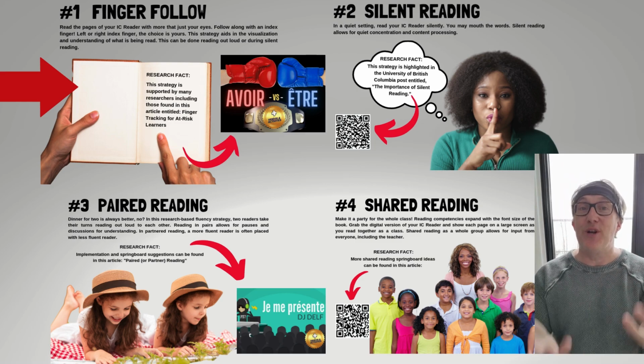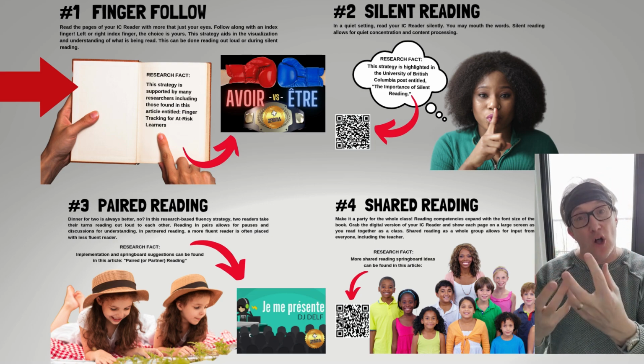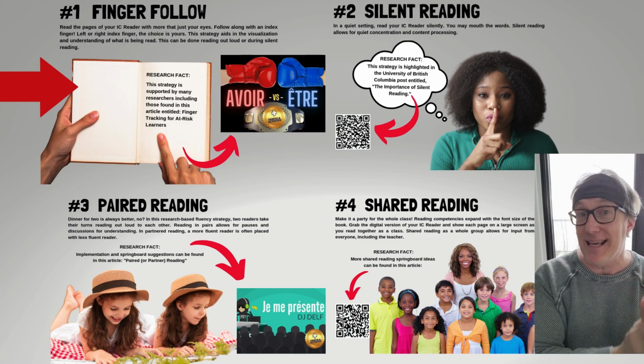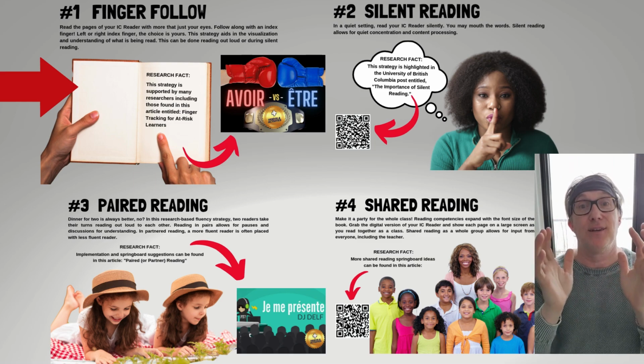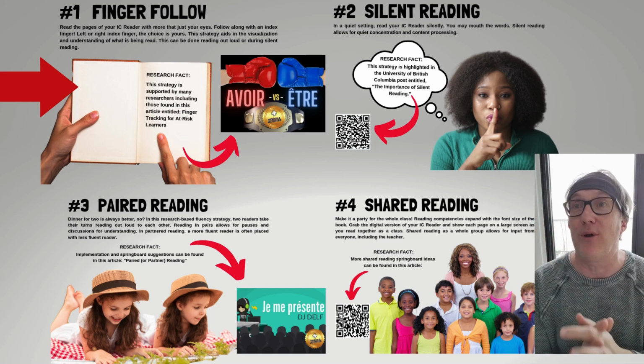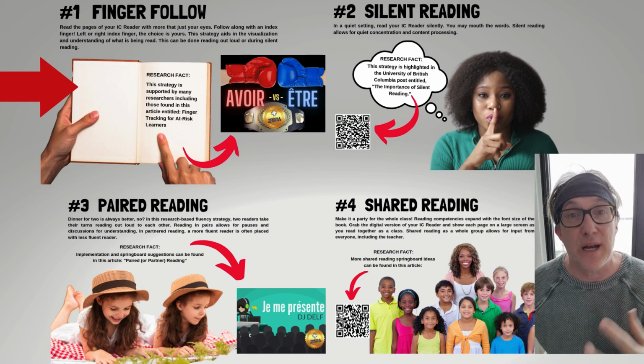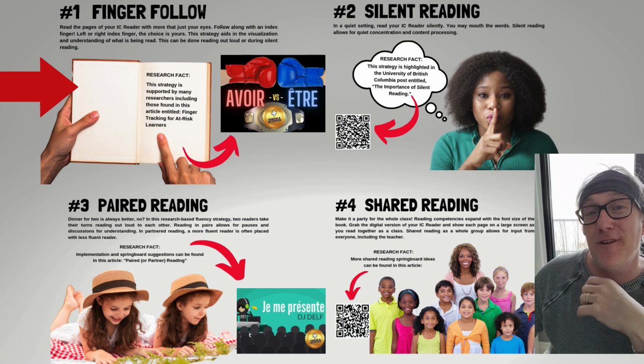When you go through your reader's playbook, you're going to see all of these strategies explained with QR codes that you can swipe to find out all about the research behind these evidence-based strategies. None of these are just made up, okay? They're real, they're really good ones. So you've got finger follow, silent reading, paired reading, shared reading. There's going to be 29 different strategies.